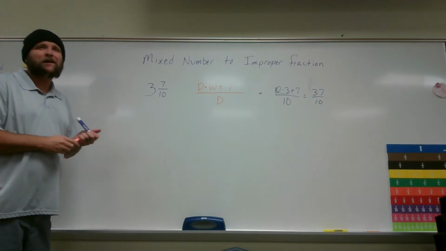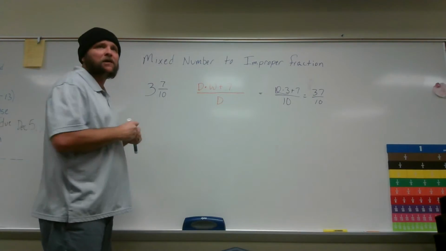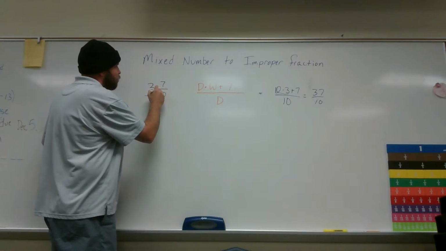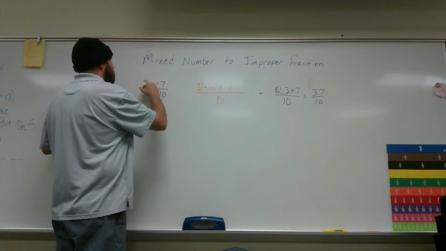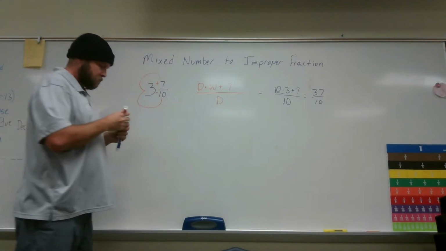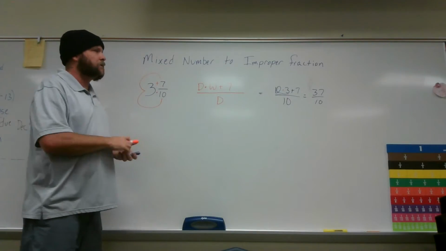Or as sometimes they call it, the popcorn method. People do that, where they say you're multiplying the denominator times your whole number, then you're adding your numerator, and they say it looks like popcorn. I think that's dumb, but whatever.